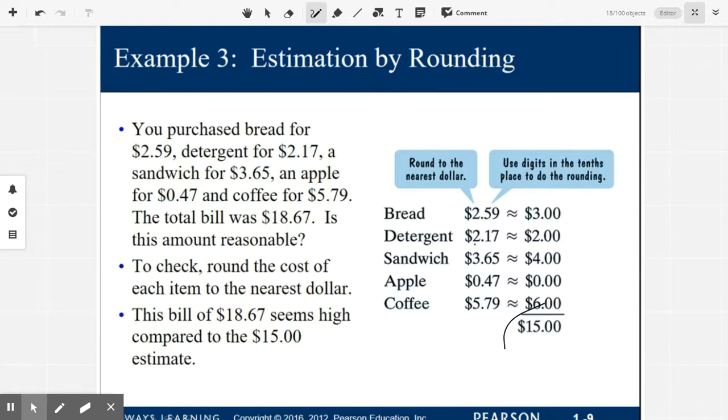So estimating in my mind, I got $15. So is $18.67 reasonable? Well, they're saying that it seems a little bit high compared to the estimate. So you might want to double check your receipt or something like that. Obviously, if everything rounded down, then this is going to be a little bit low, but this rounded up, that rounded down, this rounded up, that rounded down, this rounded up. So 15 should be a pretty good estimate. All right, next problem.